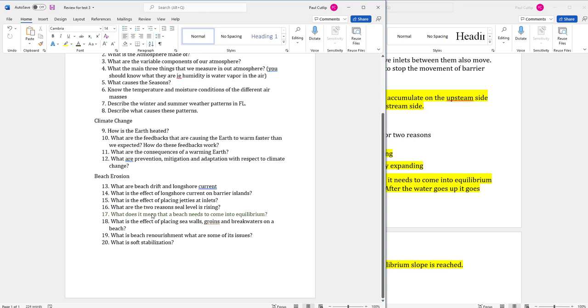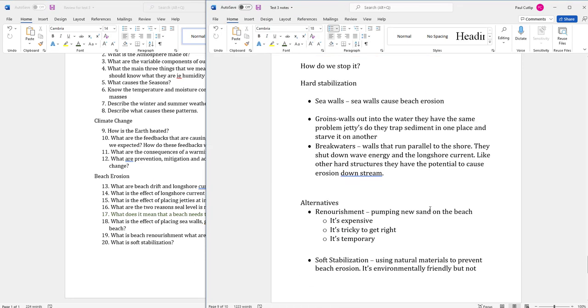Okay, what is the effect of placing seawalls, groins, and breakwaters on a beach? Okay, so here we go. We can look right here, and we see seawalls. Seawalls cause beach erosion, right? You put a seawall up, and you don't have any beach in front of the seawall. The minute that water touches that wall, the beach is gone.